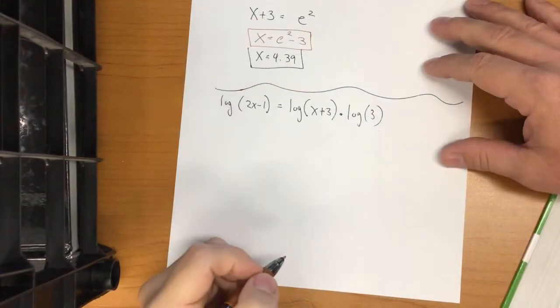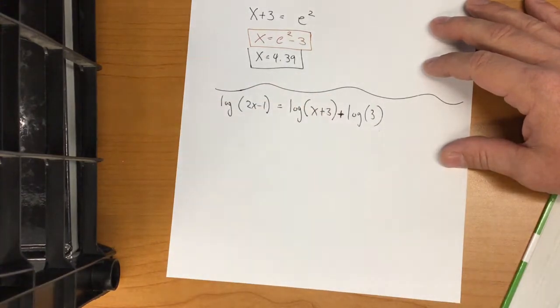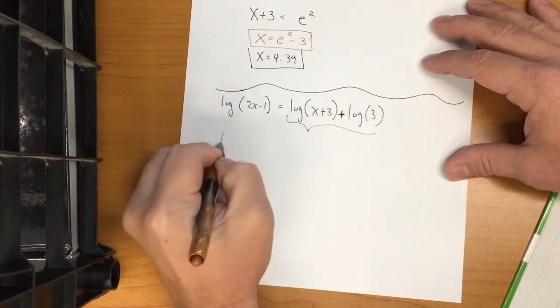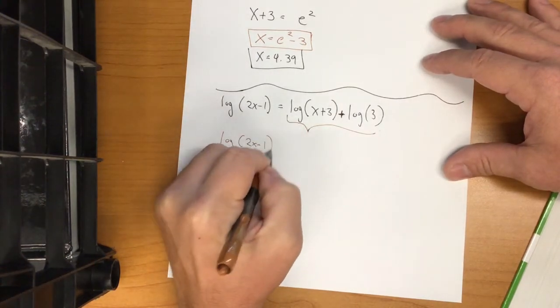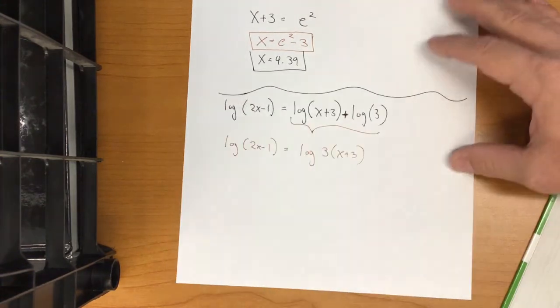So if we have multiple logs, we want to put them together. Sorry, that should be a plus sign, not a multiplication sign. So we know if we have addition between logs, we have to bring them together. So this is log of 2x minus 1 equals log of 3 times x plus 3.